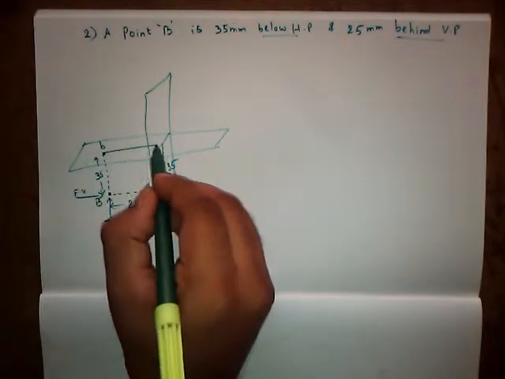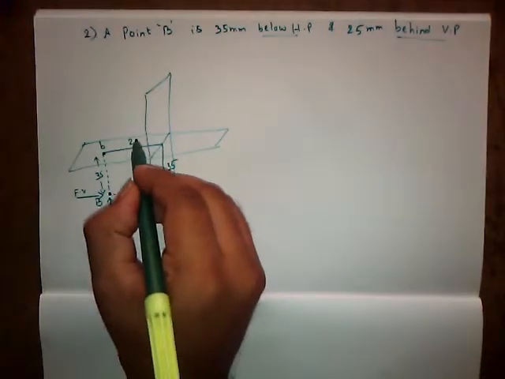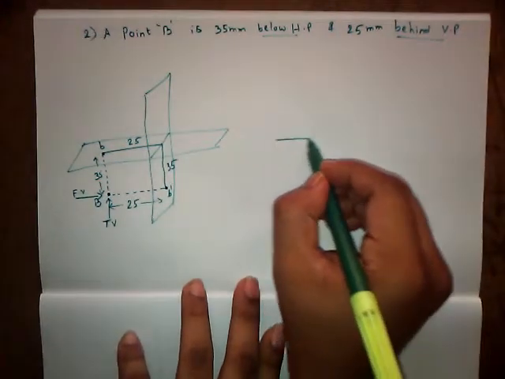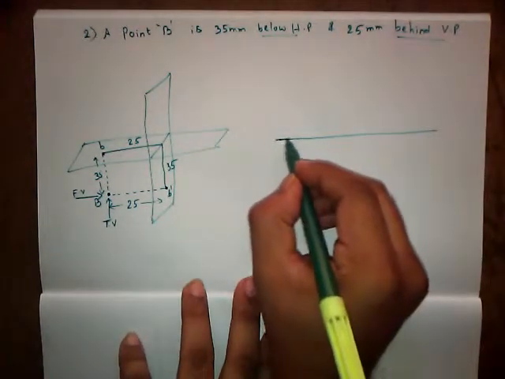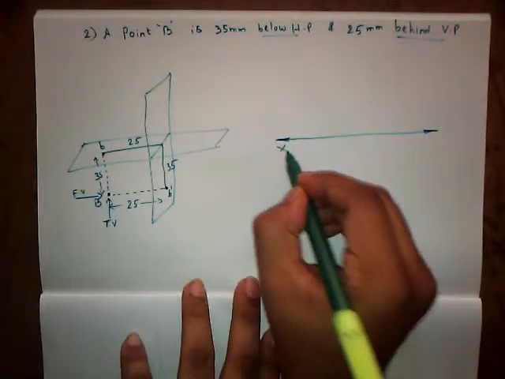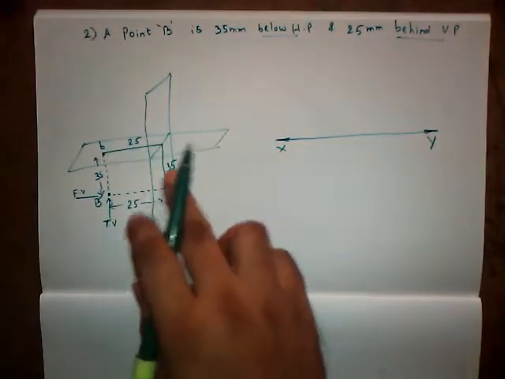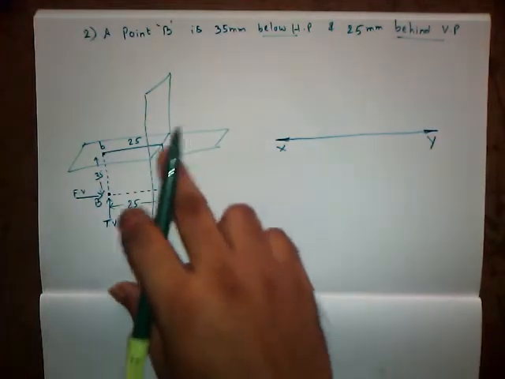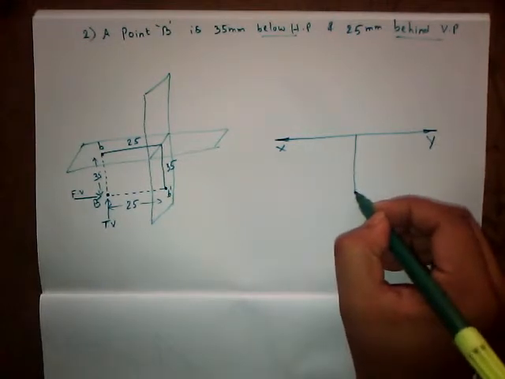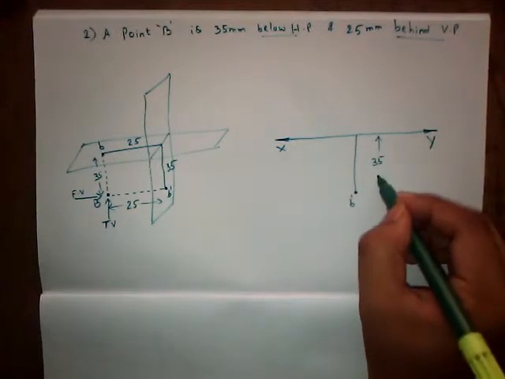Always the projections are projected only on the planes. So this distance is going to be 25 mm. Right guys, so let us draw. This is our X and this is our Y reference line, the ground line. On the vertical plane we have B dash, that is below XY at a distance of 35 mm. So below XY we need to project B dash at a distance of 35 mm.